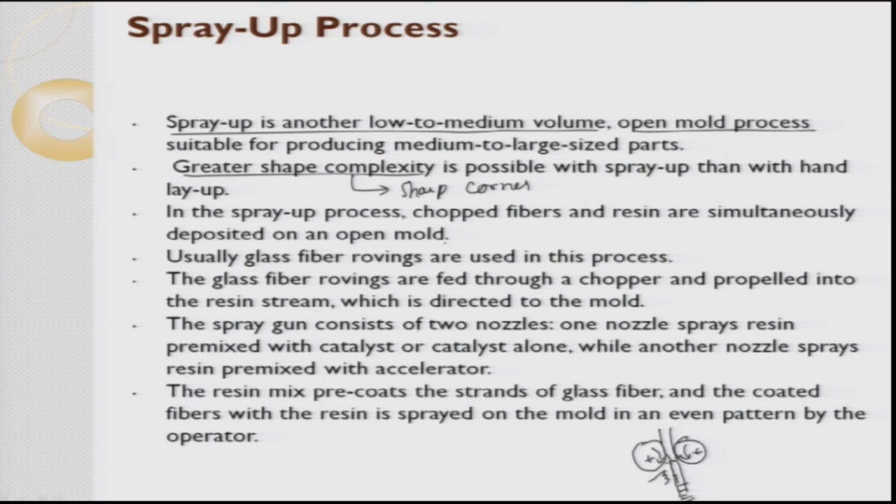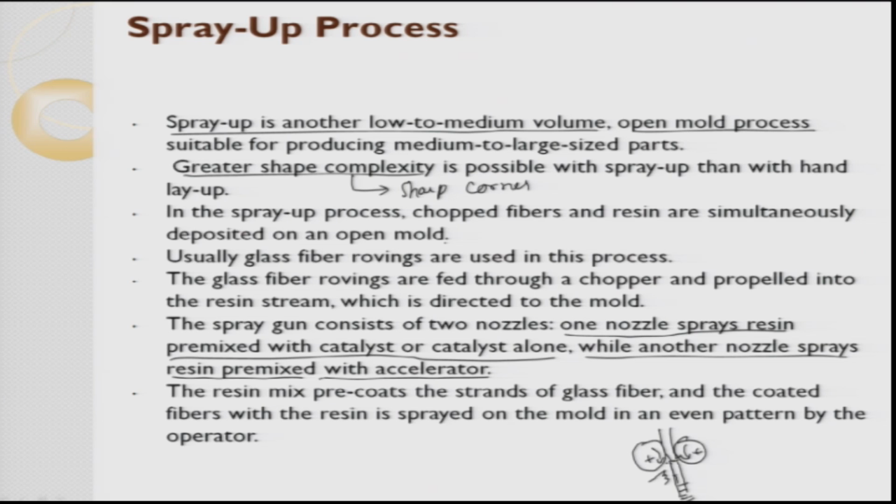The spray gun consists of two nozzles. One nozzle sprays resin pre-mixed with the catalyst, or the catalyst alone, while the other nozzle sprays the resin pre-mixed with the accelerator. So, I have now talked about two terms, accelerator and catalyst. Accelerator and catalyst are predominantly used for enhancing the curing process.